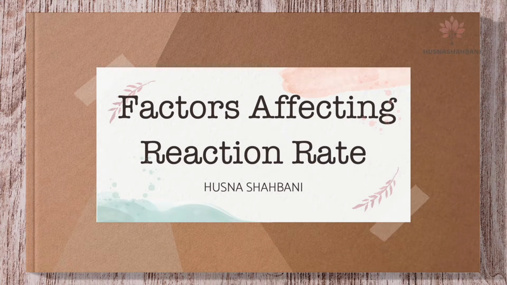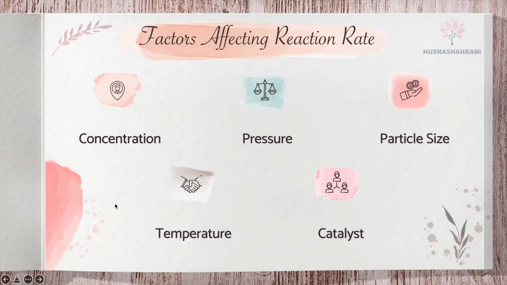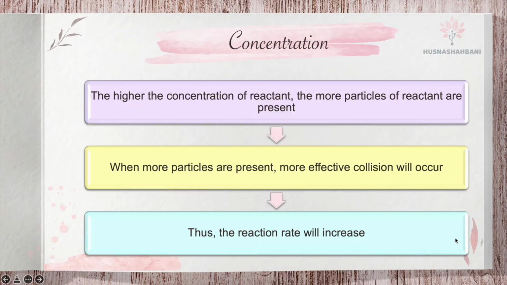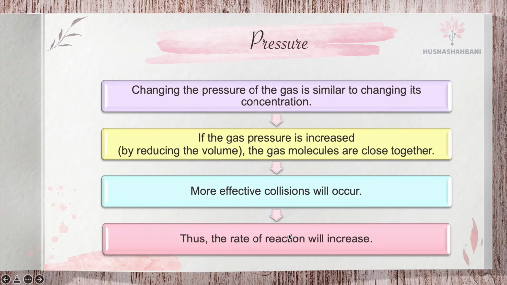Factors affecting reaction rate. There are 5 factors affecting reaction rate, which are concentration, pressure, particle size, temperature, and catalyst. Concentration. The higher the concentration of reactant, the more particles of reactant are present. When more particles are present, more effective collision will occur, thus the reaction rate will increase.